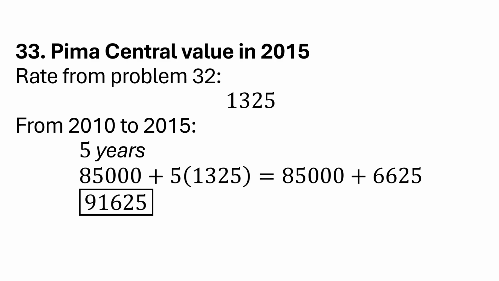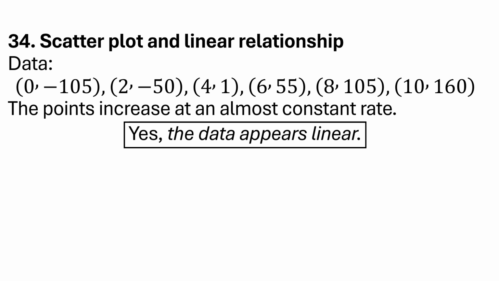In 2010, the median home value in Pima Central was $85,000. The yearly increase is $1,325. From 2010 to 2015 is 5 years. So we add 5 times 1,325 to 85,000. The predicted value is $91,625.